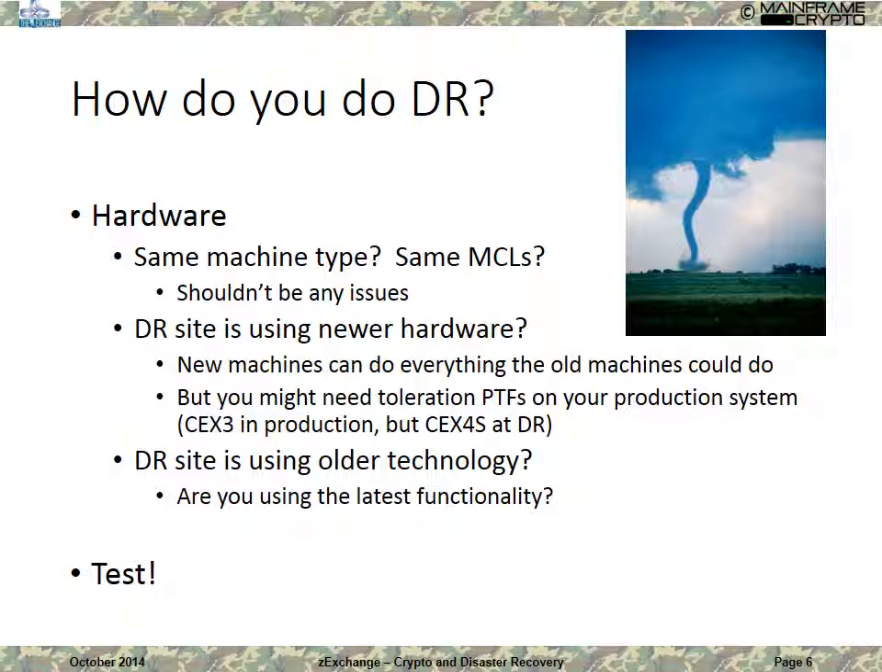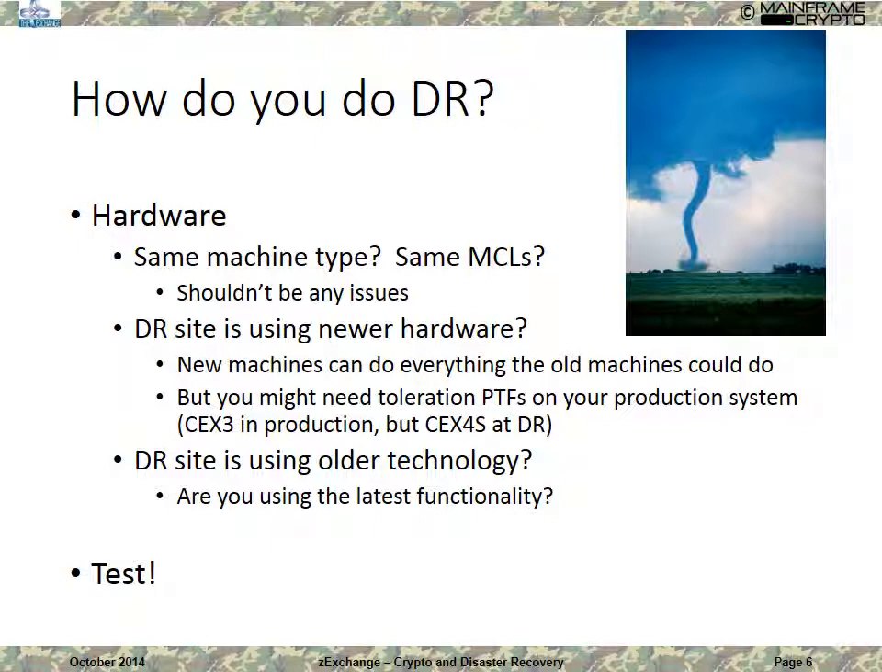What's more likely is that you're going to be running different EC levels at the two sites. So what if the DR site has the latest and greatest hardware, newer hardware than you have in production? From a functionality perspective and from a performance perspective, you're probably safe there because that newer technology can do everything that the old technology can do, and it can probably do it a little bit faster. However, you do have to worry about the possibility or the need for installing toleration maintenance on your production machine.